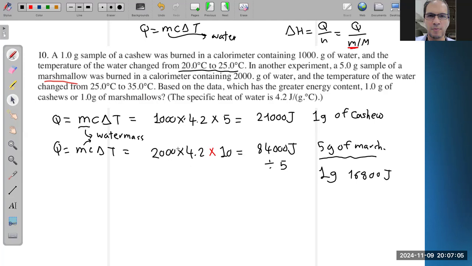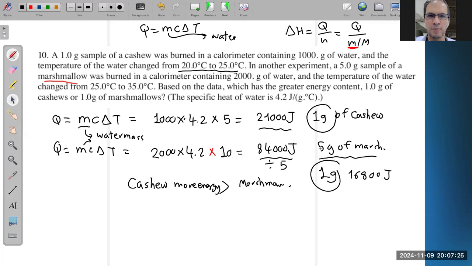So when you combust the cashew, I thought it would be the opposite. The cashew will have more energy for 1 gram than marshmallow. So it has more energy because it produced more energy for 1 gram. We have compared 1 gram with 1 gram. That's why we divided it by 5.